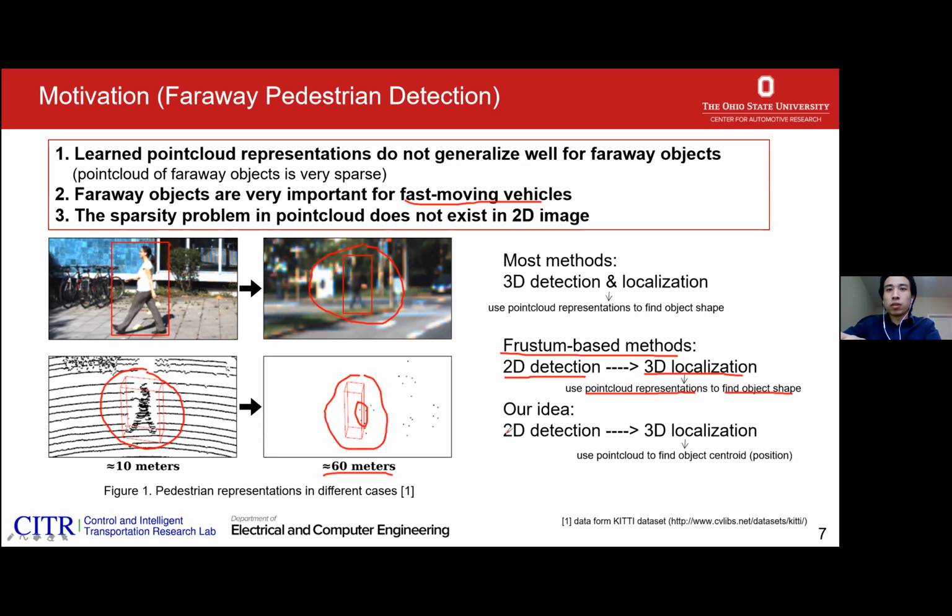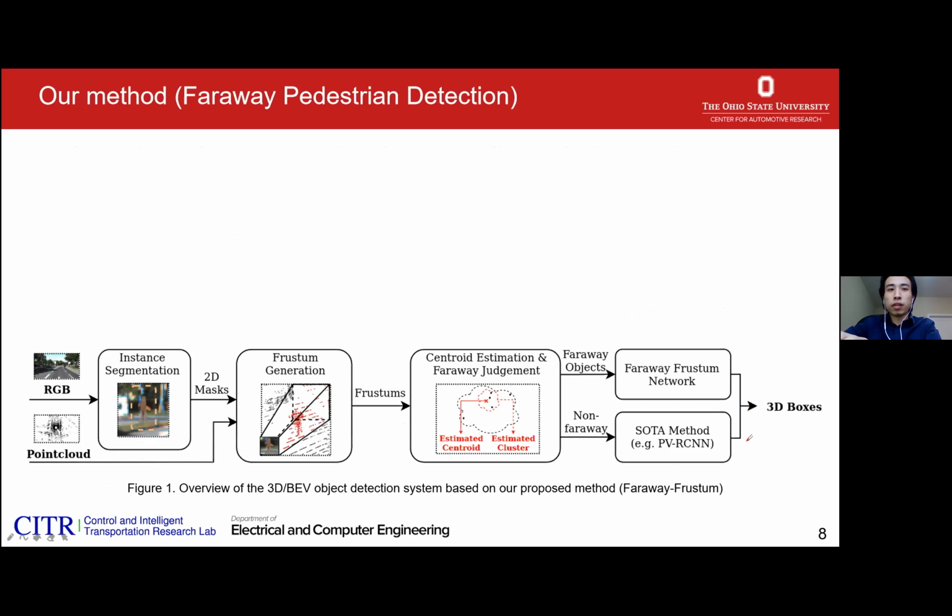Our idea is we use the 2D detection to assist 3D localization following the frustum-based method. But in 3D, we do not try to find the exact shape of the object. We use the point cloud itself to find the object centroid, the position of the pedestrian. Thus, we propose our method, Faraway Frustum, to detect faraway objects, including pedestrians.